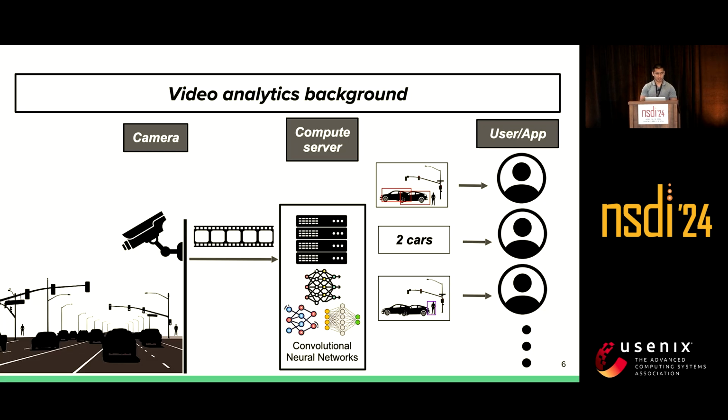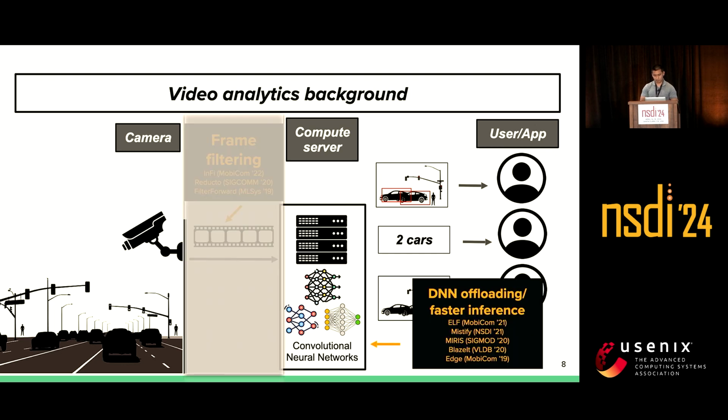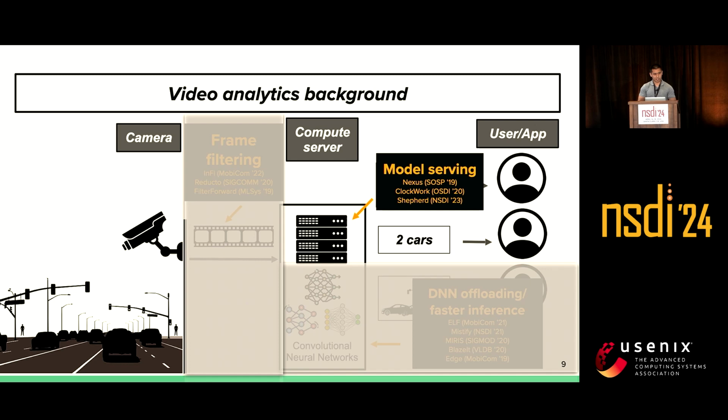And in recent years, there's been a lot of work in improving video analytics pipelines. For example, there's been work done in frame filtering to reduce the amount of redundant inputs in the video stream, thereby reducing network and compute overheads. There's also been work on optimizing neural network inference, and also on offloading neural networks onto the edge. Further, there's been work done on model serving to improve resource utilization and to help platforms better meet SLOs.